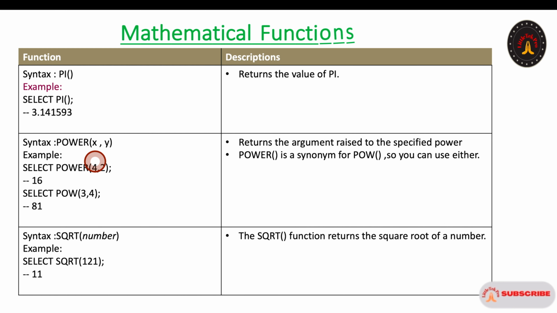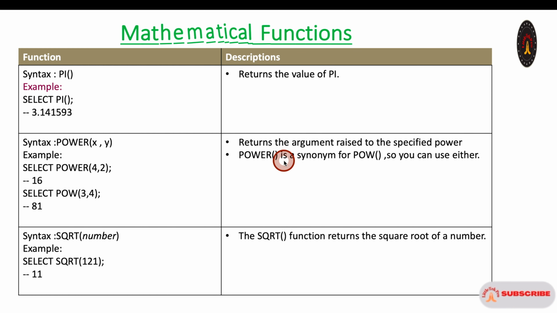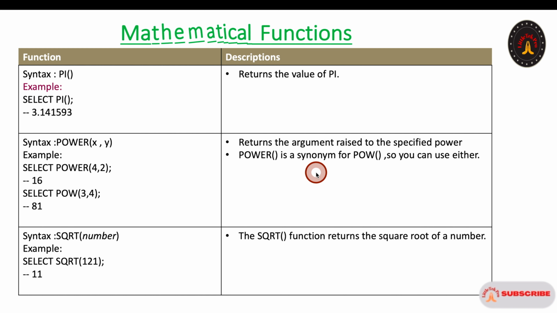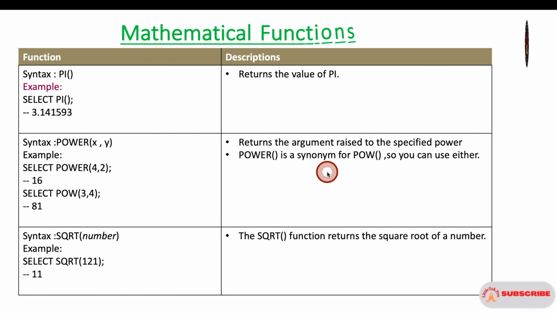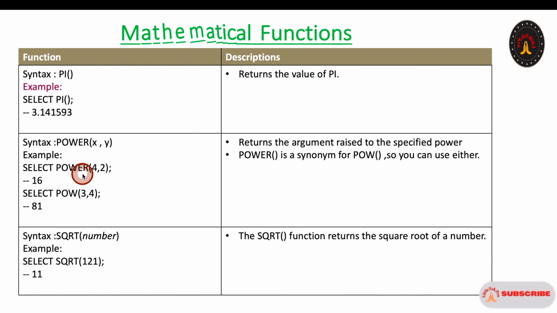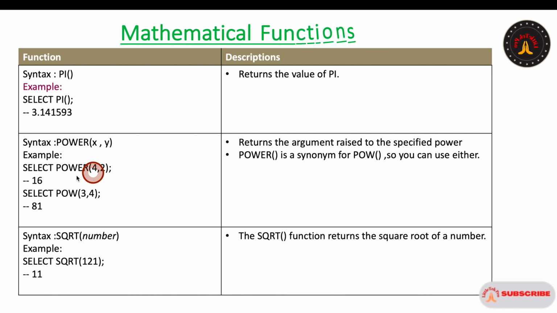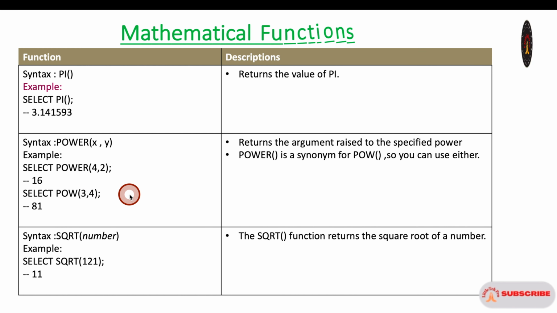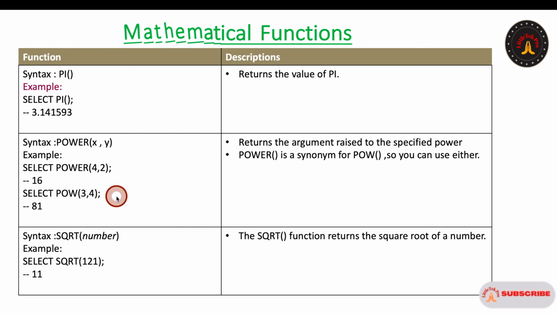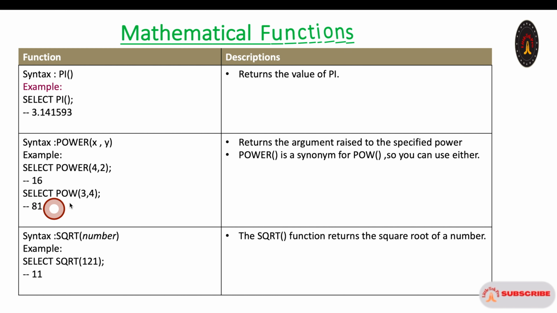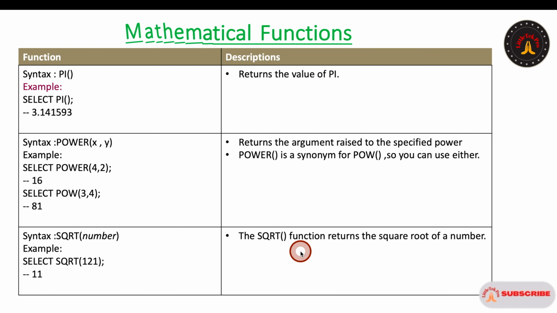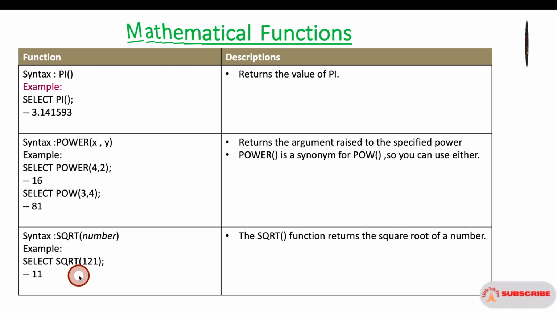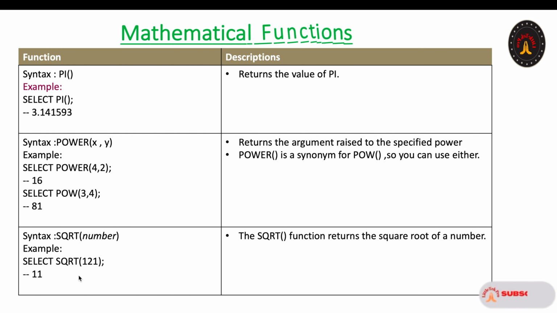And POWER is basically the function that returns the argument raised to a specified power. It has synonyms: you can use POWER or POW. Either of these should work. So power of 4, 2 is 4 times 4, which is 16. Like 3, 4, it is 3 four times: 3 into 3 into 3 into 3, so 81. And the same with SQRT. The square root function returns the square root of a number. So basically 121 gives 11. If you give 64, it should return 8.